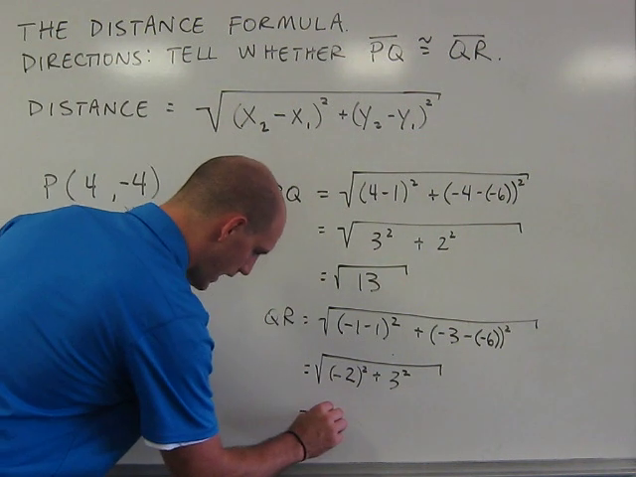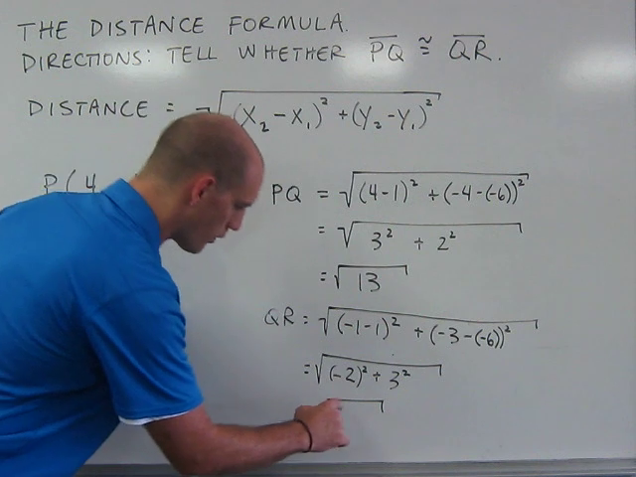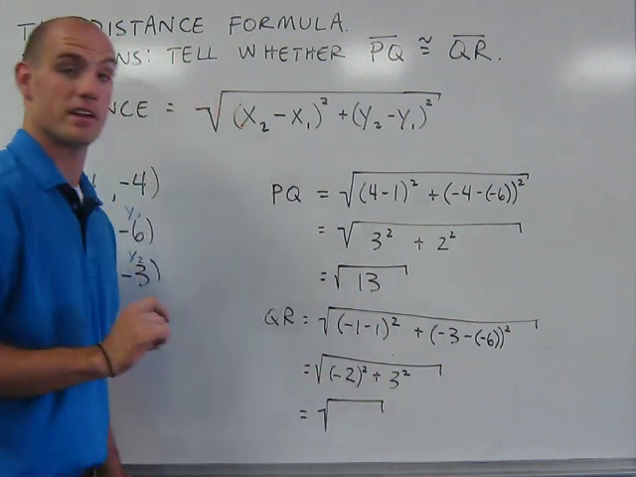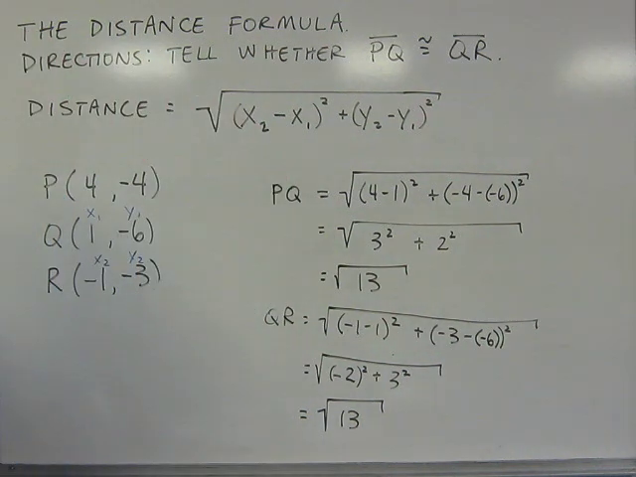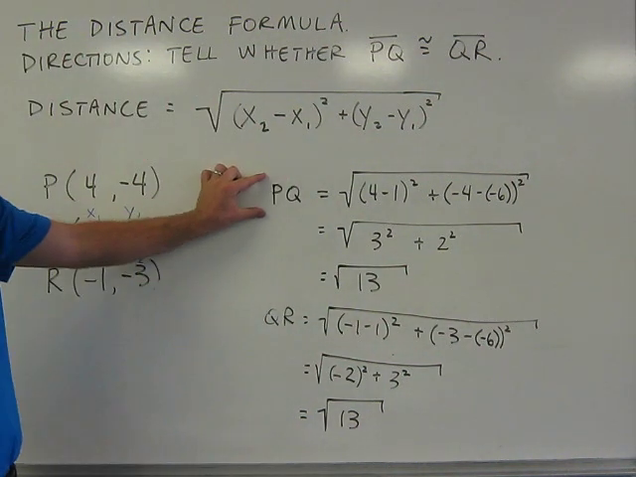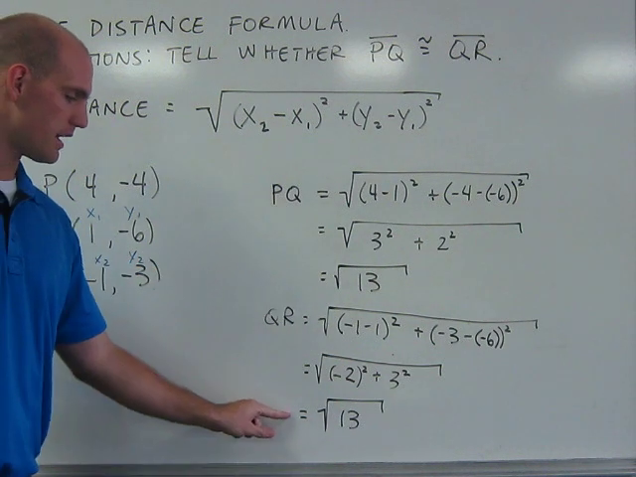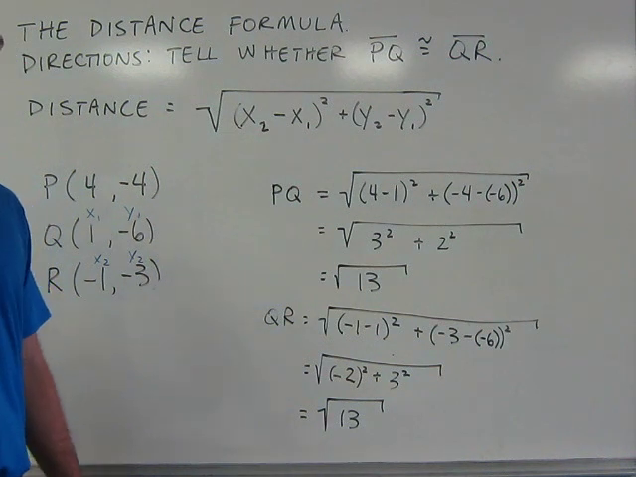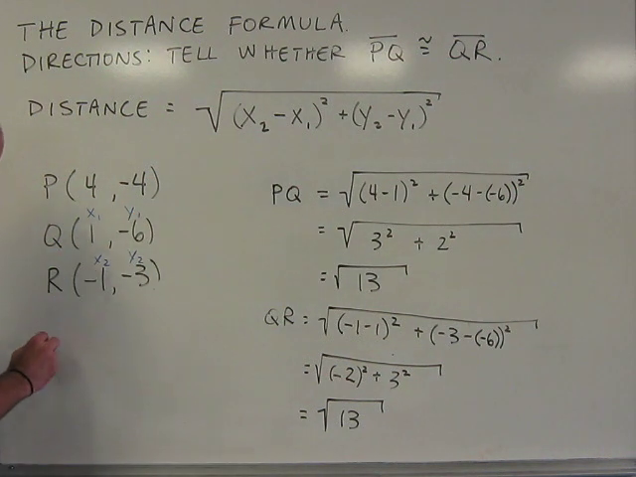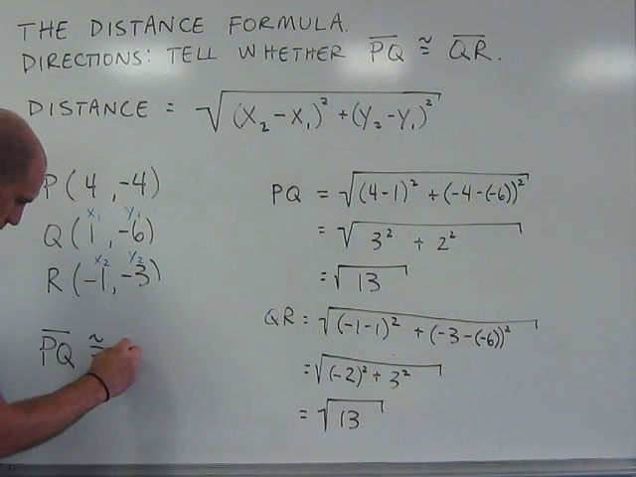And when I simplify my square root, negative 2 squared is 4, and 3 squared is 9, so I get square root of 13. So the length of PQ is the square root of 13, and the length of QR is also square root of 13. So we can say that segment PQ is congruent to segment QR.